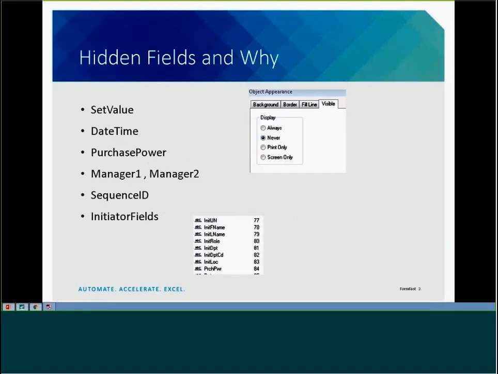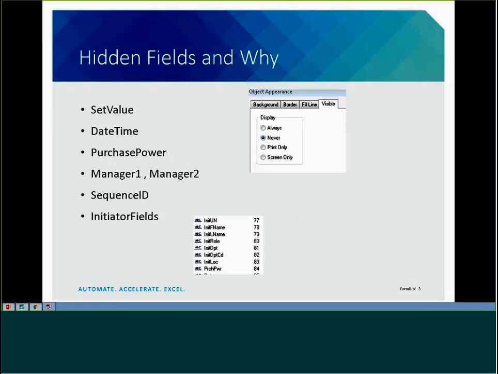Hidden fields. Along the same lines as calculations, we have hidden fields that we're using to manage the routing very discreetly through the process. I'll be able to demonstrate a couple of these in the demonstration piece. Set value is what we use to name the workflow. Date time, again, I talked about a second ago. Purchase power is sort of a new one.